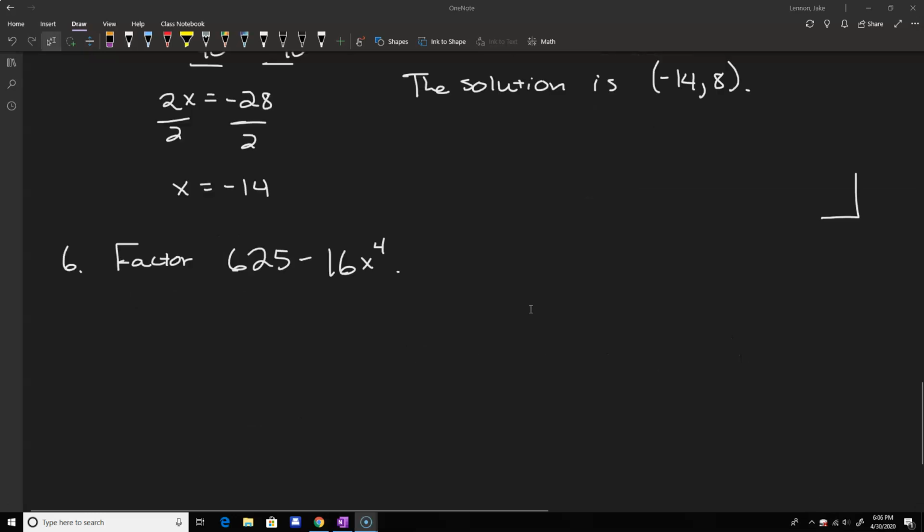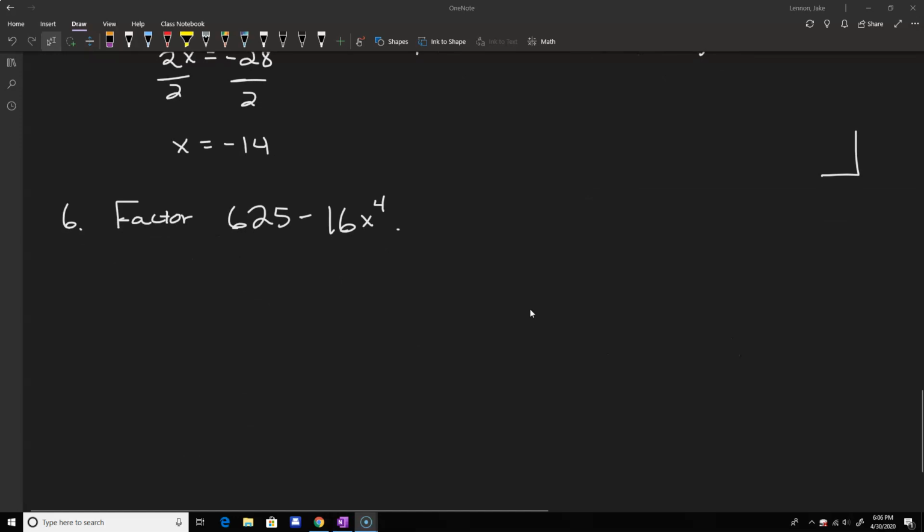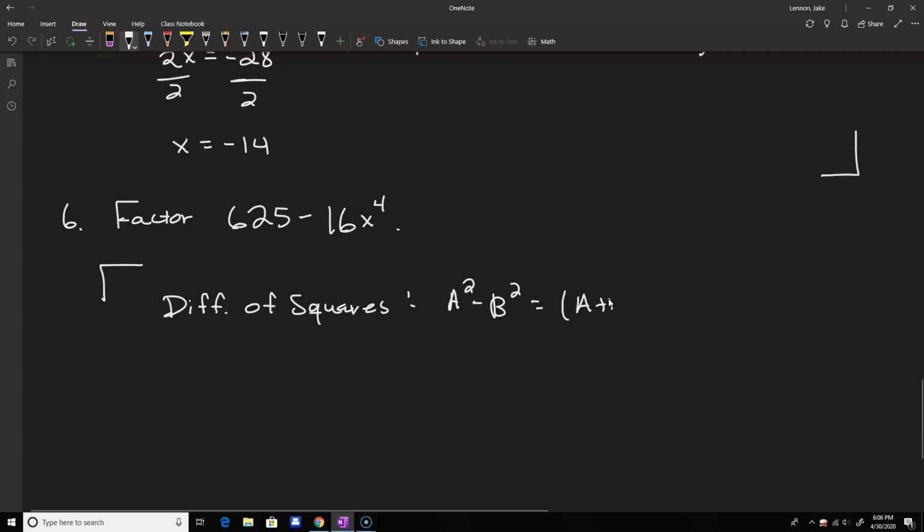Okay, so for number 6, we want to factor. So the key thing when you have two terms like this with a minus is remembering the difference of squares factorization method. So what that says is if you have something that looks like a squared minus b squared, this can be factored as a plus b times a minus b. It doesn't work over the real numbers if there's a plus in the middle. So this only works for us using the difference of squares.